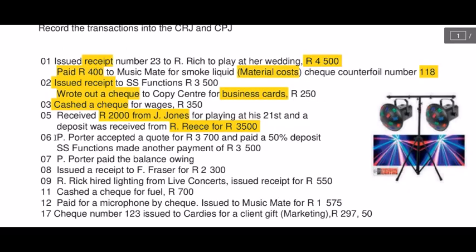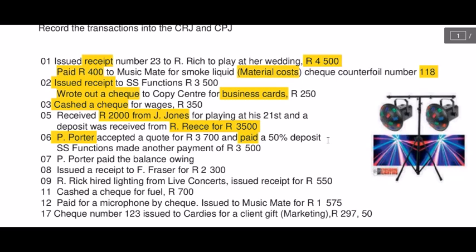Then on the 6th, P. Porter accepted a quote and paid 50% deposit. Now this is confusing because you read the word paid, but you would have noticed that P. Porter is not the owner of the business. So you must assume that P. Porter is a customer who accepted a quote from W. Gietel, who is the DJ, our owner. And he paid 50% of the deposit.